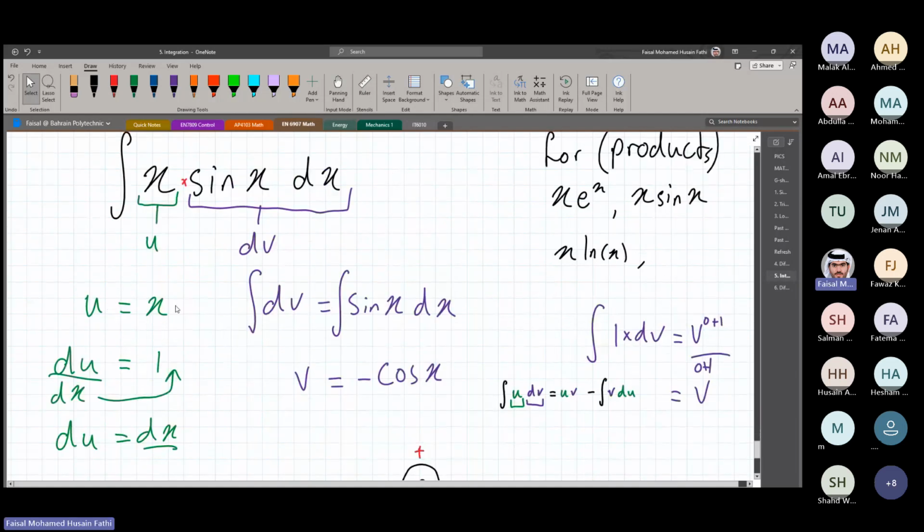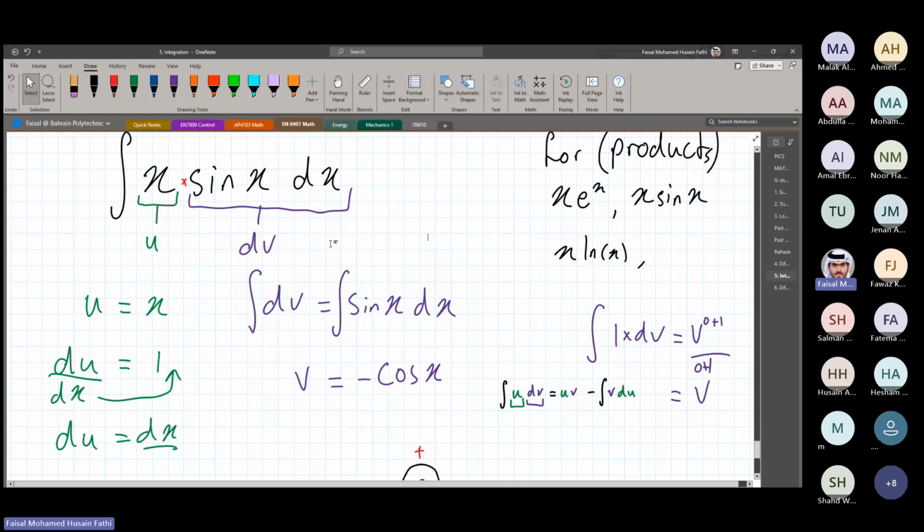Once you determine your u and your dv, you will integrate your dv to find your v. This integration, you have to understand how to do it. And you have to select your dv with something that is easy to integrate. In this case, any of them could have been dv. I could have selected x dx to be my dv.